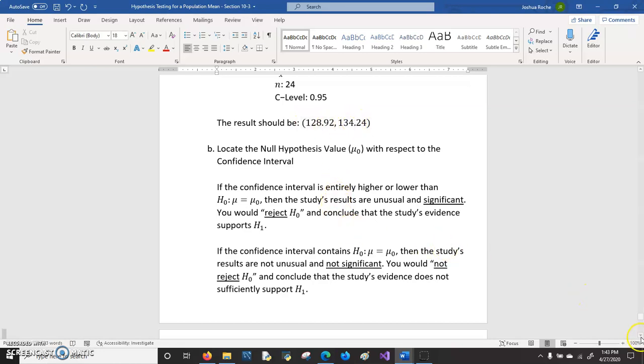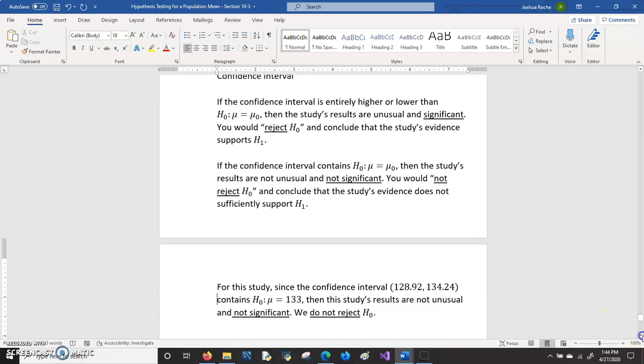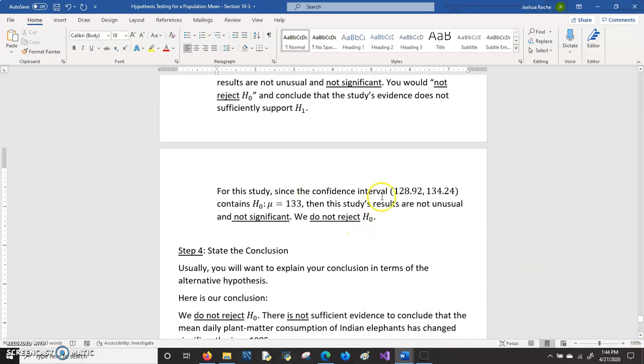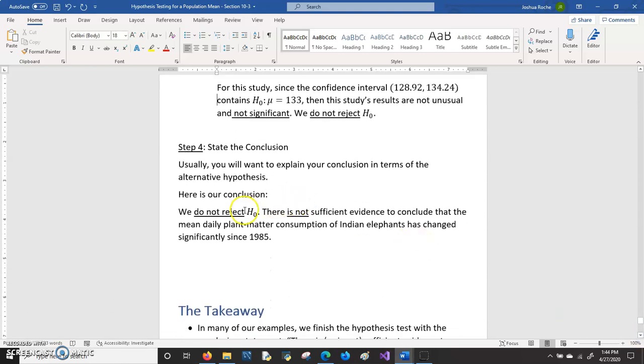And you compare that to your null hypothesis. If your null hypothesis is within that interval, then you do not reject the null hypothesis. And in this case, our null hypothesis is within the interval, and so we would say that we do not reject the null hypothesis. So the conclusion is that there is not sufficient evidence to conclude that the mean daily plant consumption of elephants has changed since 1985.